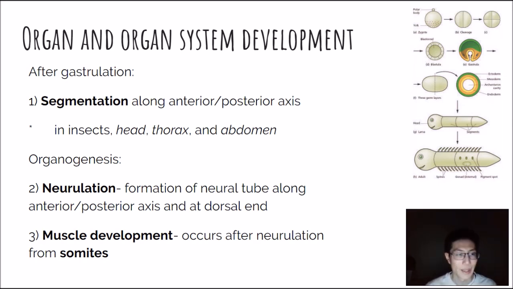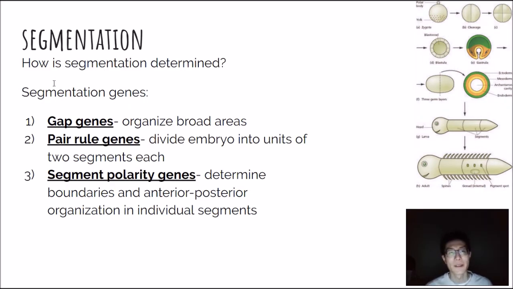Okay, what's next? Segmentation. So how is segmentation itself determined? Well, there are genes that contribute to it. We have gap genes that organize broad areas. We have pair rule genes that divide the embryo into units. We have segment polarity genes that determine boundaries and the anterior-posterior organization of individual segments. So a lot of genes can help contribute to segmentation.